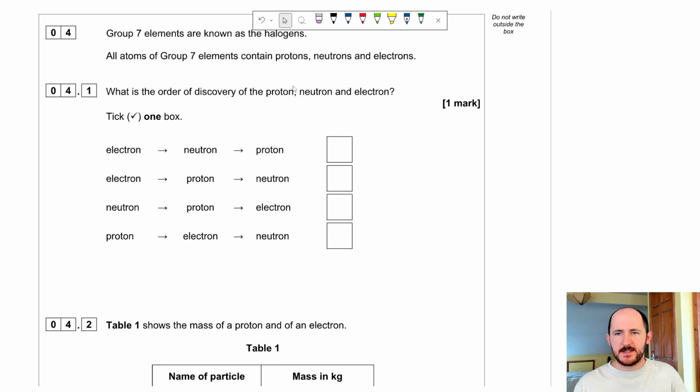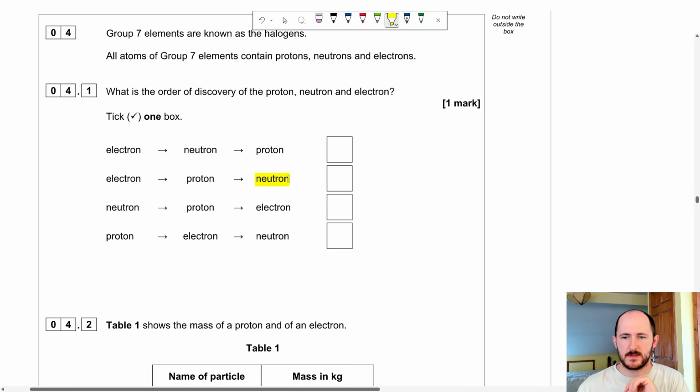Okay, so we have halogens, and they contain protons, neutrons, and electrons, just like all atoms. What is the order of discovery of the proton, neutron, and electron? Now, the only thing you really need to know to really eliminate these options is the neutron was last. Do you see? Detecting uncharged particles is extremely difficult, whereas detecting charged ones isn't that bad. So now all we have to do is decide between the second and the last one, which is really useful, right? We've doubled our chances of guessing it correctly.